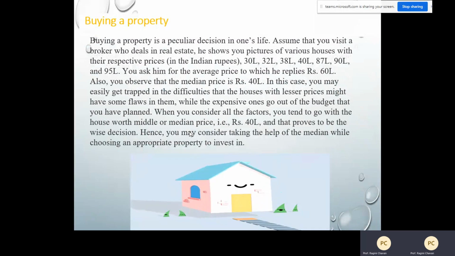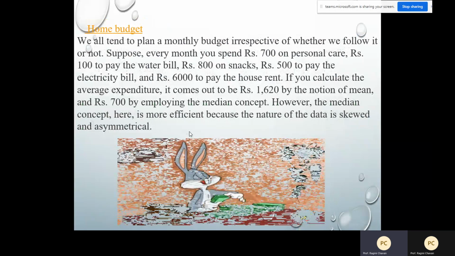In this case, you may easily get trapped in the difficulties that the houses with lesser prices might have some flaws in them, while the expensive ones go out of the budget that you have planned. When you consider all the factors, you tend to go with the house worth middle or median price, that is 40 lakh, and that proves to be the wise decision. Hence, you may consider taking the help of the median while choosing an appropriate property to invest in.